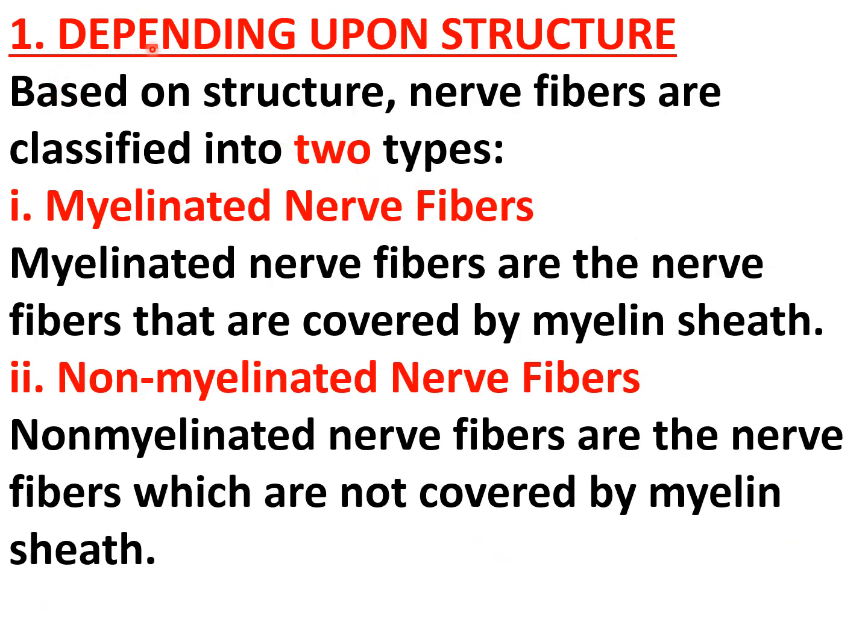So first of all, depending upon the structure, the nerve fibers are classified into two types, myelinated nerve fiber and non-myelinated nerve fiber. Myelinated nerve fibers are the nerve fibers that are covered by the myelin sheath, and non-myelinated nerve fibers are the nerve fibers which are not covered by myelin sheath.